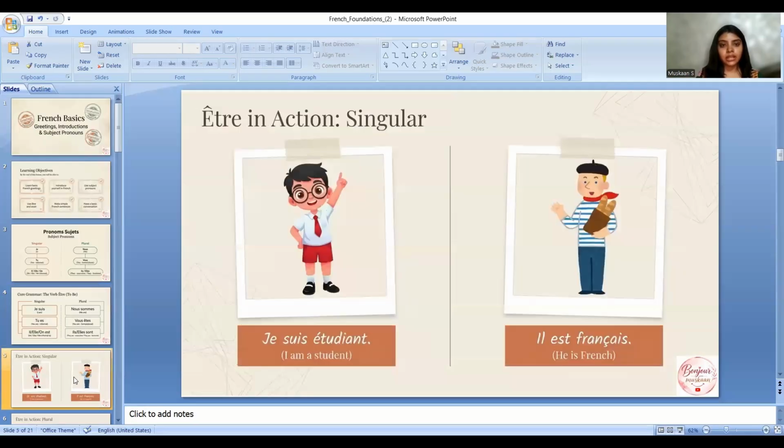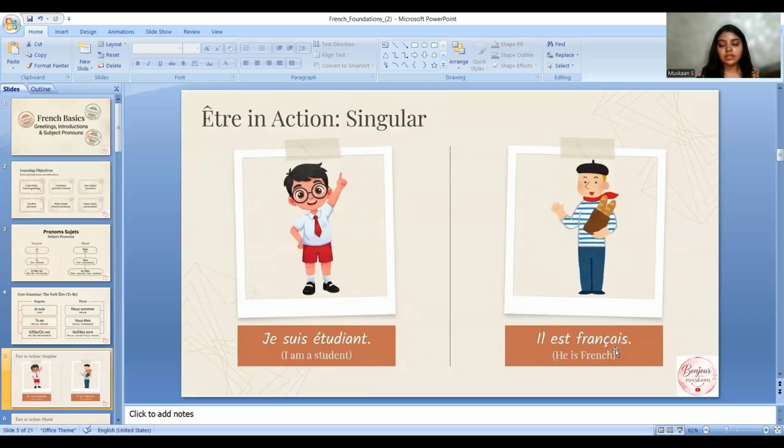Now let's move forward and see être in action. Let's see how to frame sentences with the être verb. So first is je suis étudiant. Je suis étudiant means I'm a student. Je suis means I am and étudiant means student. So it will be I am a student. And here the liaison will be followed.